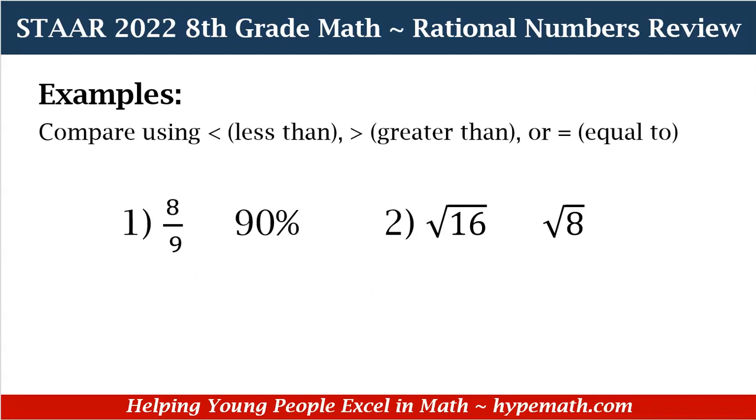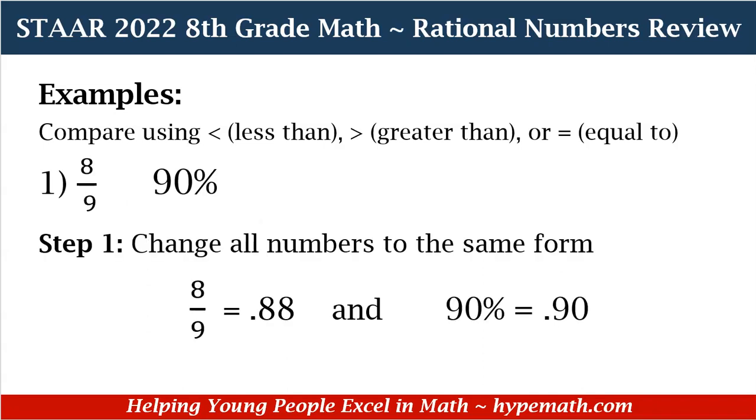For number 1, we are comparing 8/9 and 90%. And for number 2, the square root of 16 and the square root of 8. So let's dive into number 1. We are going to convert both numbers to a decimal. So 8/9 is equal to 0.88, and 90% is equal to 0.9 or 0.90. Since 0.88 has a number in the hundredths place, that is why we put the 0 there for 0.90.